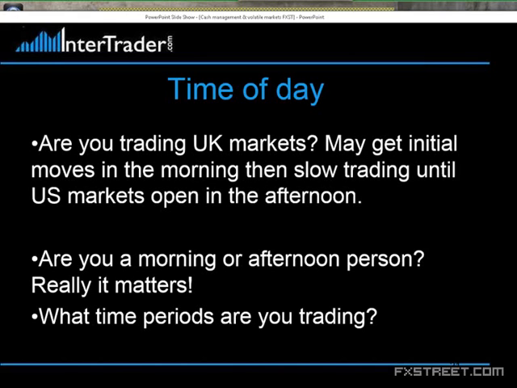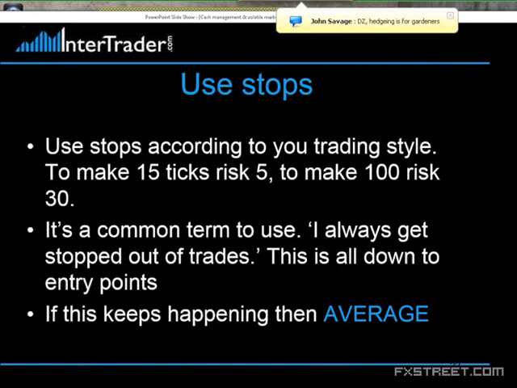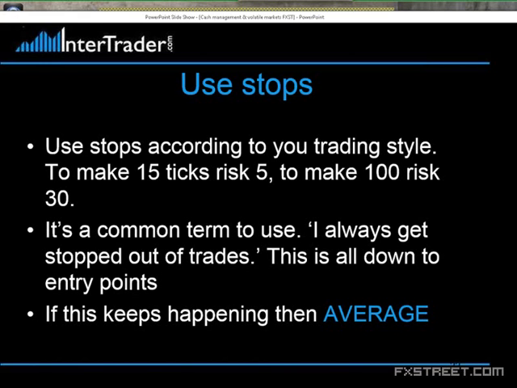Again, are you a morning or afternoon person? What periods are you trading? These things can affect your attitude to risk. Use stops, again, if you want to. If you're trying to make 15 ticks, you've got to risk 5. To make 100 ticks, you've got to risk 30. Keep it realistic. You're not going to be able to make 100 ticks consistently with a 5-tick stop. Okay? You're just not going to.